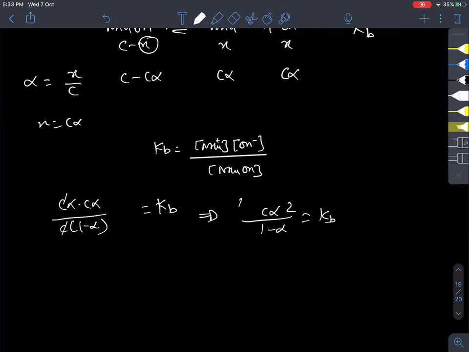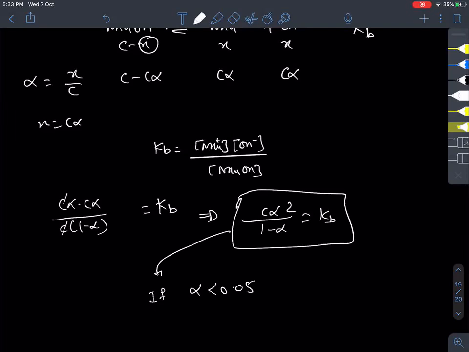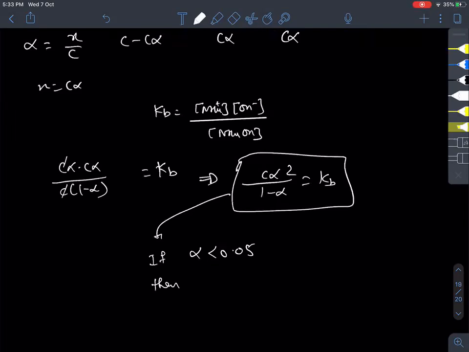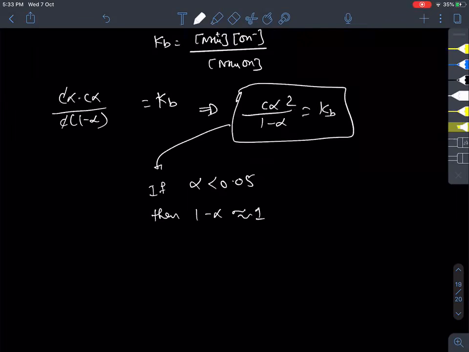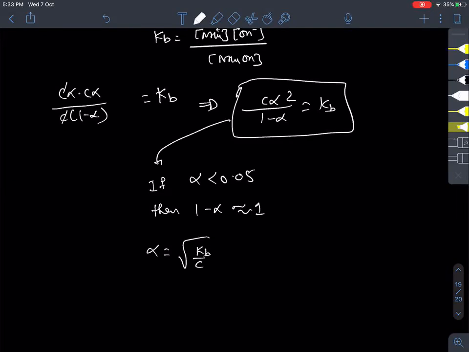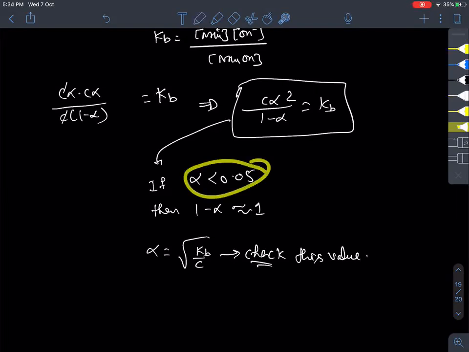Now from here, my dear, this is the original equation. Suppose alpha is less than 0.05, then 1 minus alpha will be approximately 1. And the same equation will reduce the way we did. This time it will be Kb by C. And please check this value with whatever you assumed. Calculate alpha, and see if it is less than 0.05. Otherwise, solve this equation.